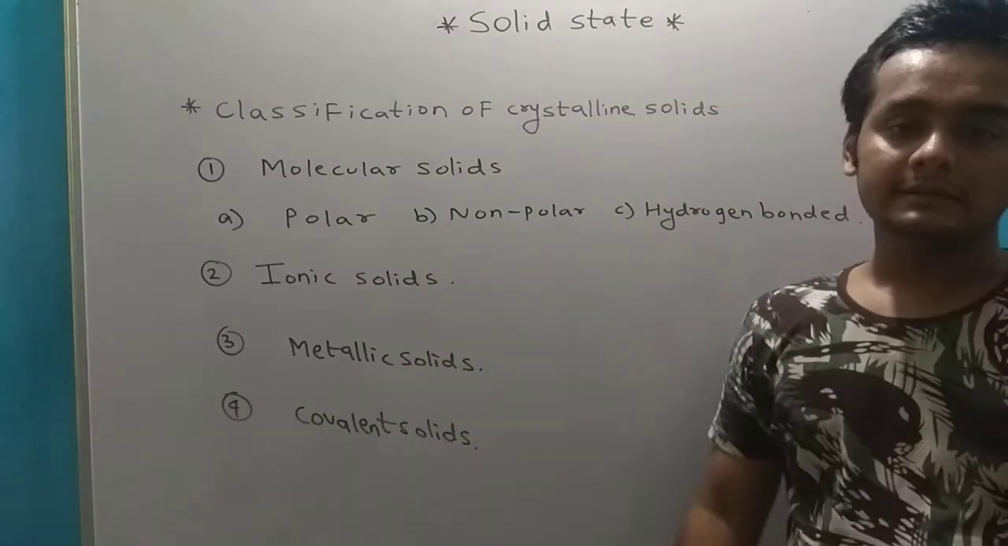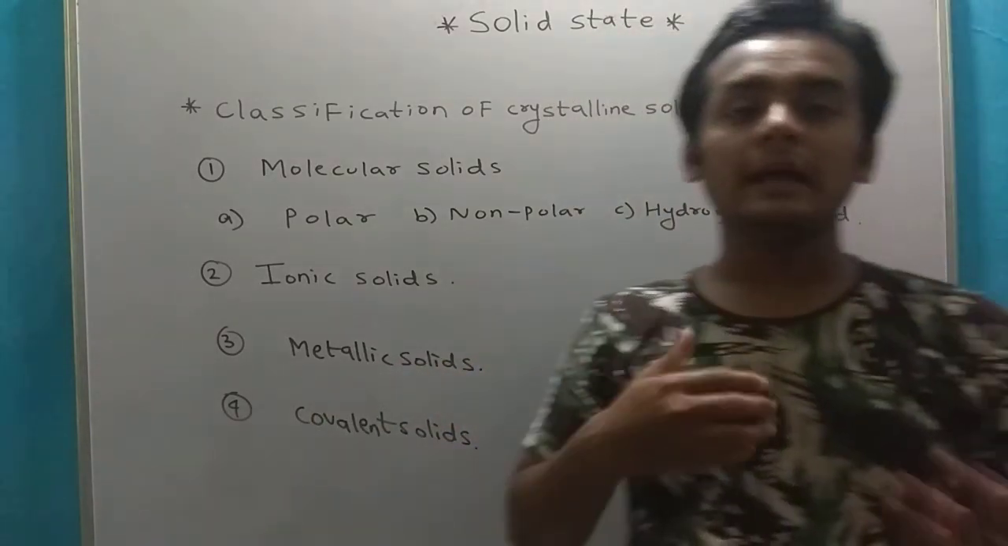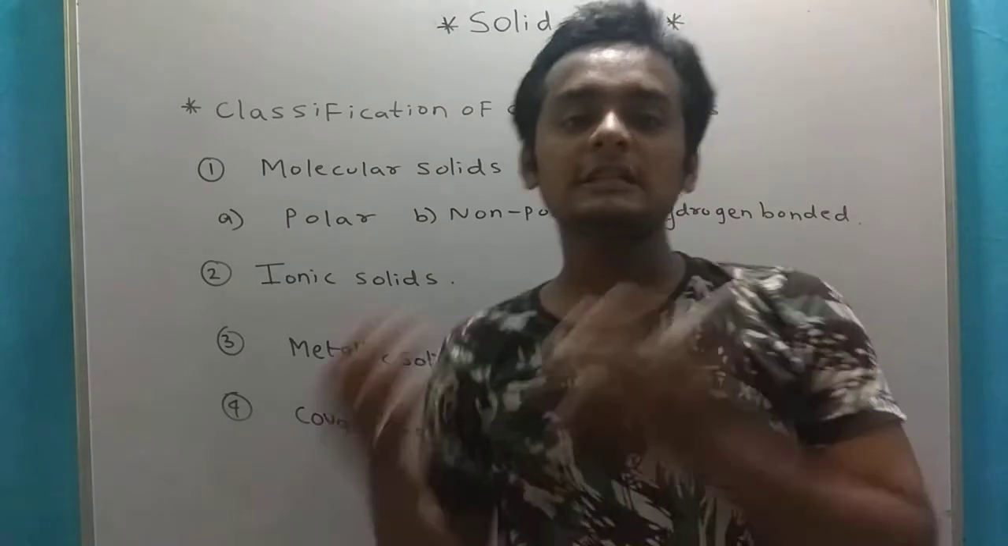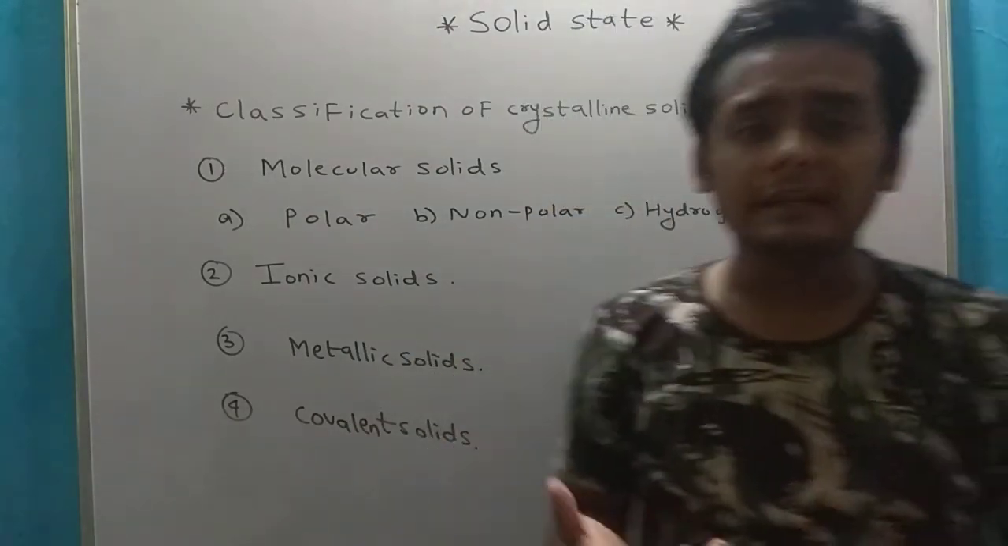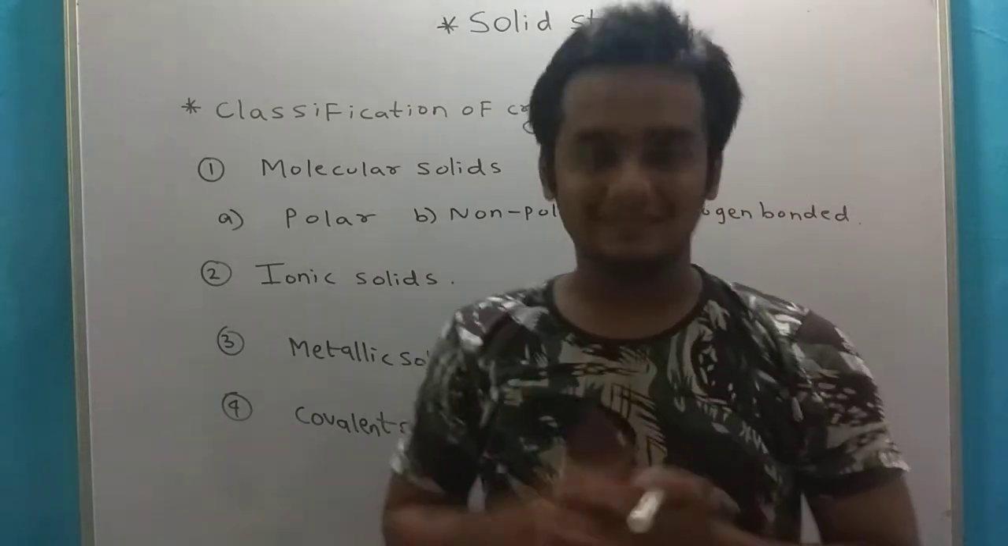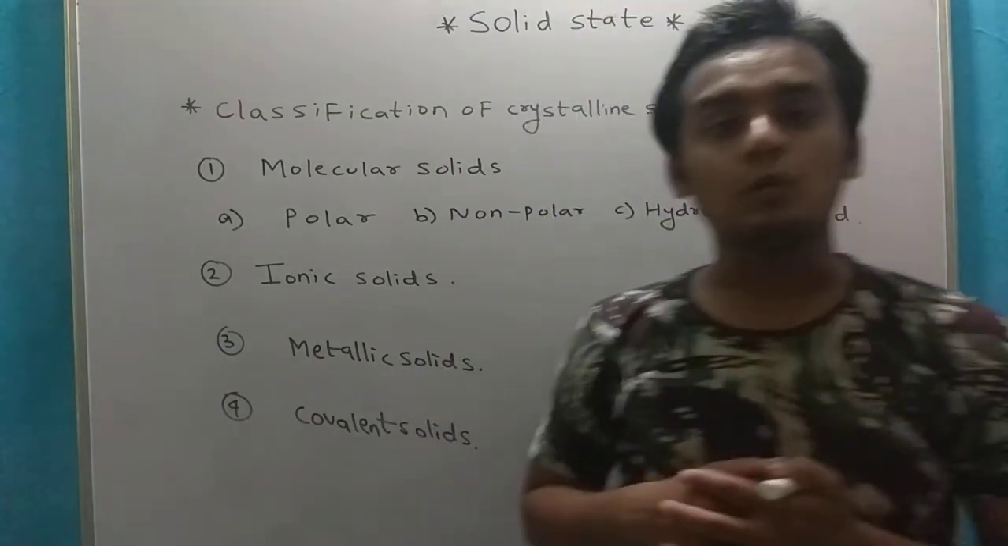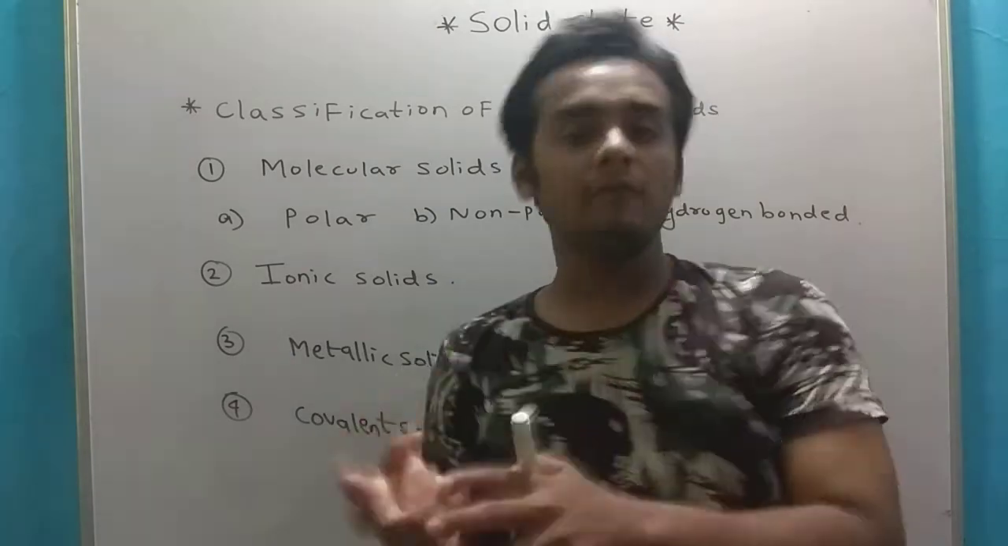Next, metallic solids. Metallic solids are formed by metal-metal bonds by transferring of an electron. As you might be aware, metals are electron donors. So what charge will come on the metal? Positive. So metal forms a bond with metals.